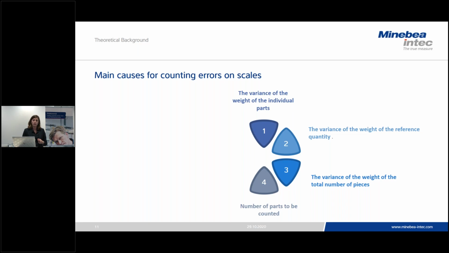This has an influence on the counting result, as, for example, 100 pieces to be counted have a different influence. Then we have the reference quantity, which in our example had a size of 10. And then we have the average individual weight of a part, or the mean value of the individual weight.